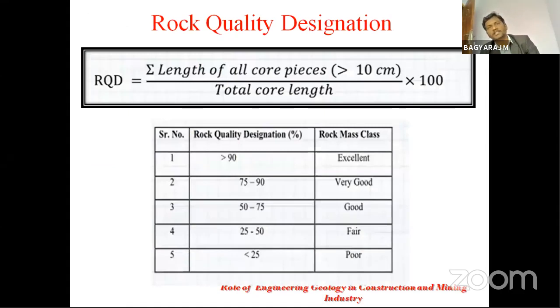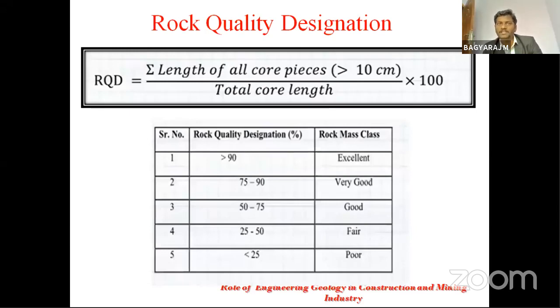The rock quality designation is an extension of the core recovery percent, which is defined as the total length of core recovered. In drilling operations, for example, say you drill 50 meters and the total core recovered is 40 meters. Then core recovery percent is 40 divided by 50 times 100. That is 80% core recovery.